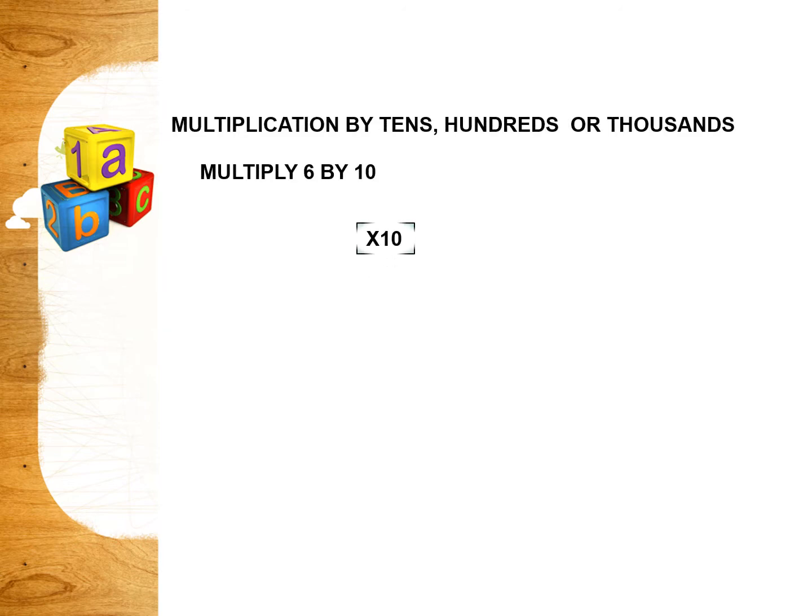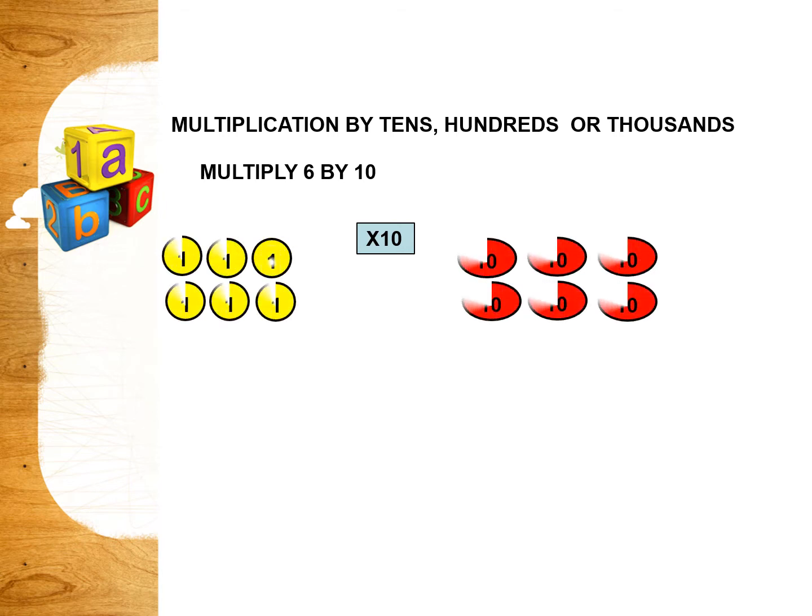Children, let's see multiplication by tens, hundreds or thousands. First we discuss the tens. See this first example. Multiply 6 by 10. How many ones are there? They have 6 ones. 6 ones multiplied by 10, then we have 6 tens in there. So 6 multiplied by 10 equals 60. The answer is 60.